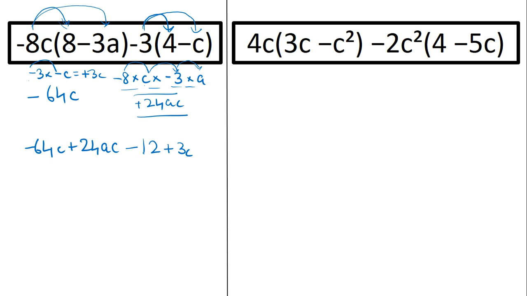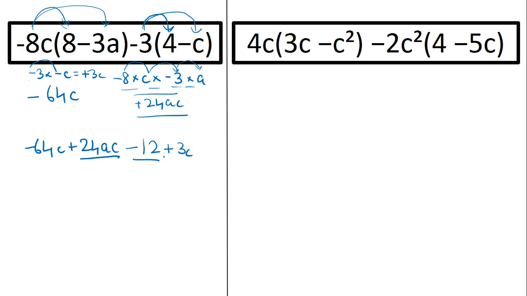Now, here's the interesting part. 24AC does not have a family member because there's no other term that has AC with it, which means 24AC stays alone. Now, interestingly, minus 12 also stays alone because there's nobody who shares the same thing as minus 12. There's no other number. It's a numerical value, nobody else. Only the 12 is a number.